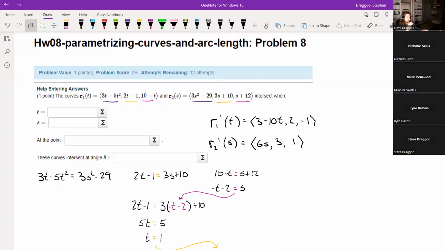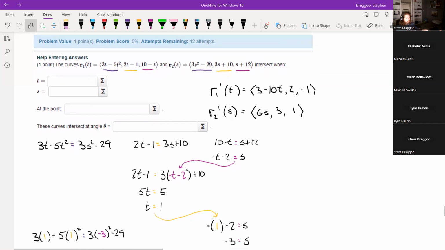Past that, what else have we got? A couple other curves. We want to know where they intersect. So if I want 2 parametric curves with different parametric letters to intersect, that means I just need to set them equal to each other.